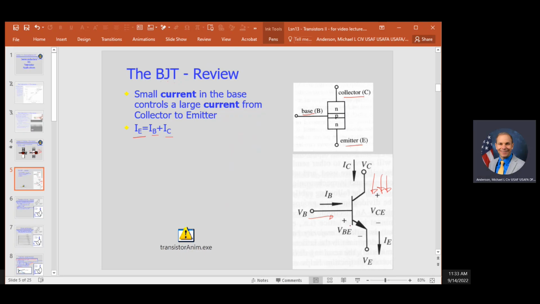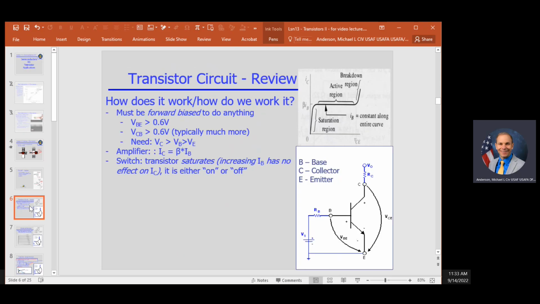In order to get the device to operate, we have to set it up in a circuit in such a way that everything is correctly forward biased. So here we see the forward biased definition. The voltage from base to emitter, that's here, has to be at least 0.6 volts. That should really be greater than 0.6 volts.